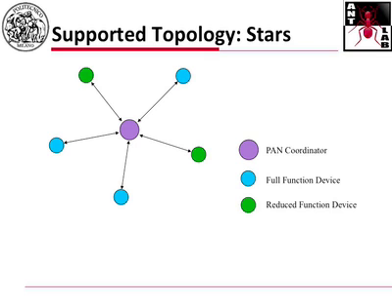Just one comment on what supported means. Supported topology means that there are procedures in the standard to build up this kind of network topology. Messages are defined, and sequences of messages are defined to be exchanged among nodes, such that in the end you have this virtual topology implemented in your network. That's the easiest topology which is supported by this standard.